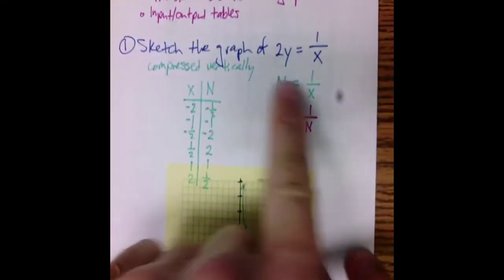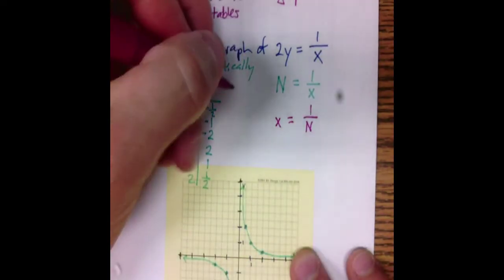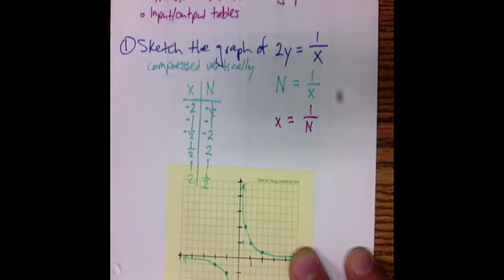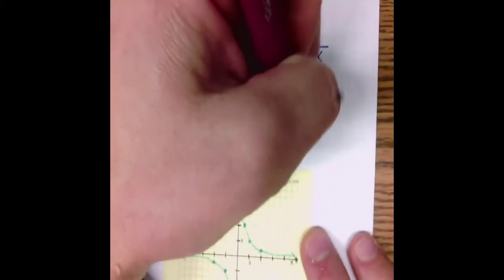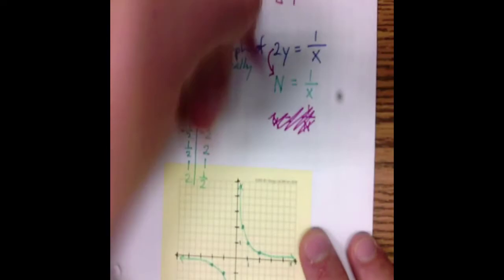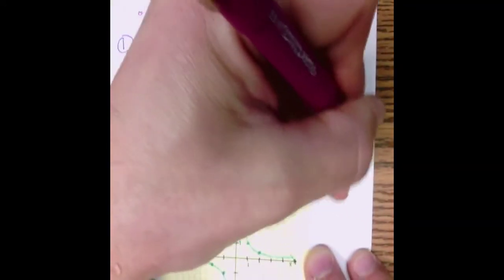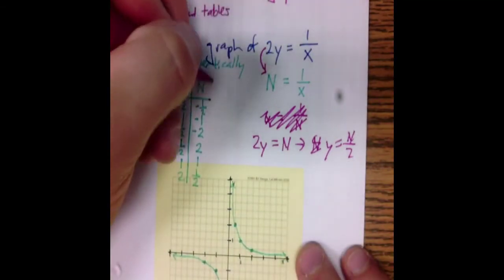So actually if n is 1 over x, then x must also be equal to 1 over n. And I made a mistake. Hold on, my mistake here is I meant 2y equals n. 2y equals n, I'm trying to get what y is. And so y equals n over 2. So my fault.